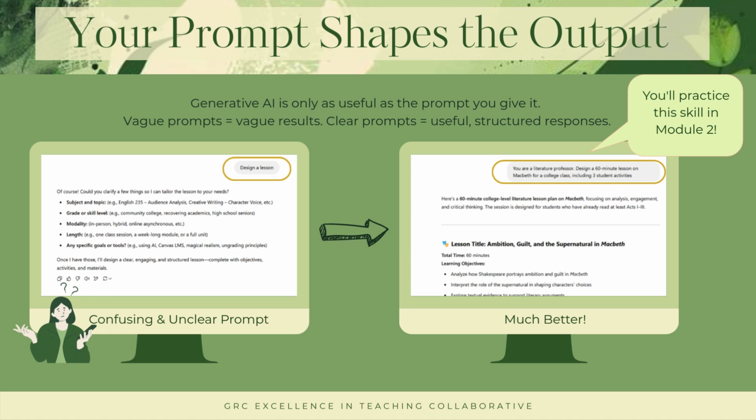So a clear, specific prompt like this: "You are a literature professor, design a 60-minute lesson on Macbeth for a college class, including 3 student activities." That's much more clear. It could be much better than this, but it's definitely better than the example before. But don't worry, you're going to get to practice prompting in depth in Module 2.